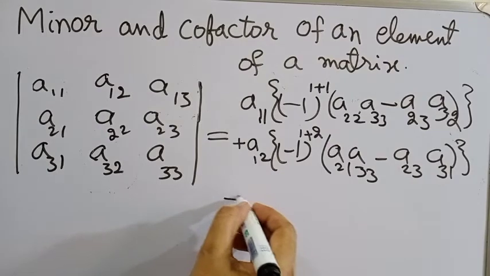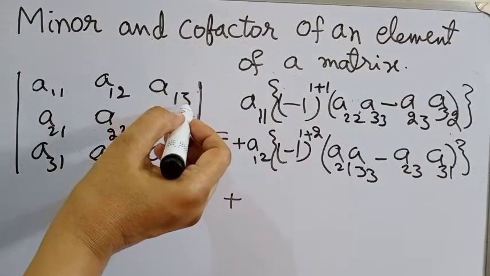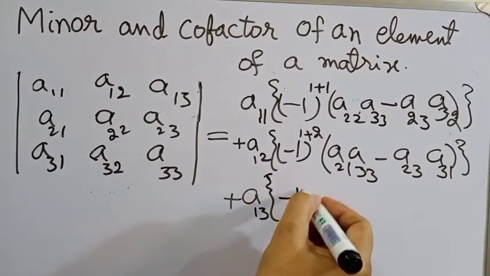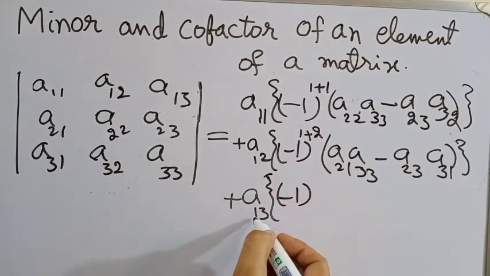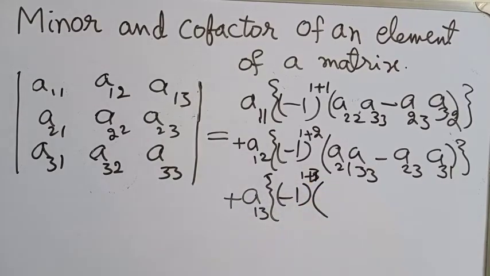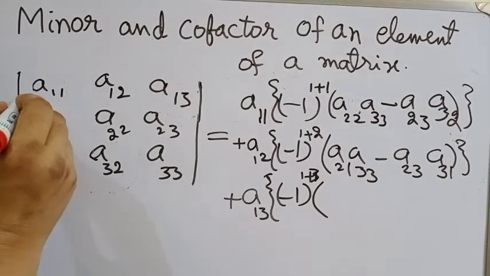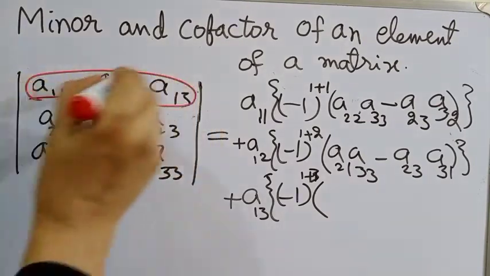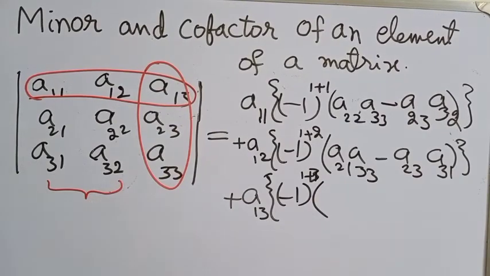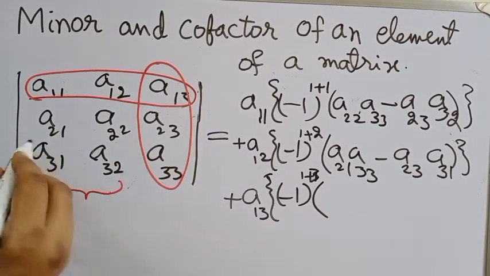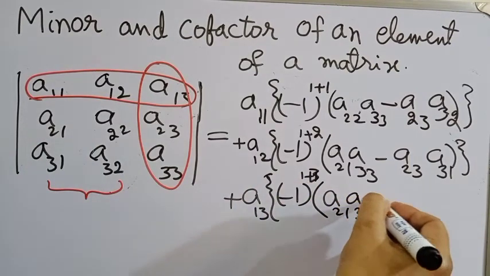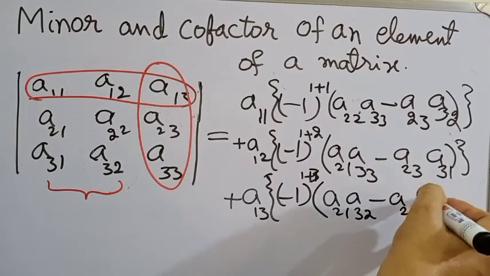Similarly, we can write the last element. At the end we have the element a13 in the first row, a13 multiplied with -1 power 1 plus 3 and having elements, neglecting this row and this column, these remaining elements multiplied: a21 into a32 minus a22 into a31.